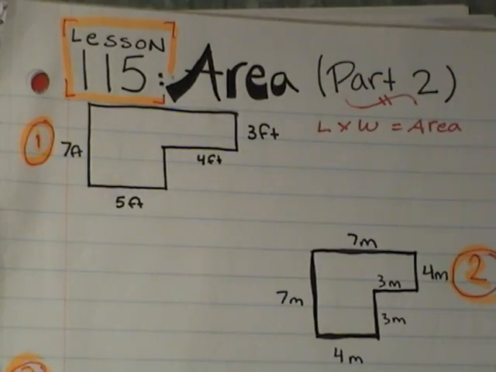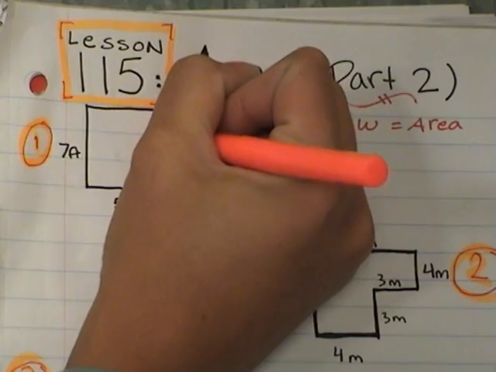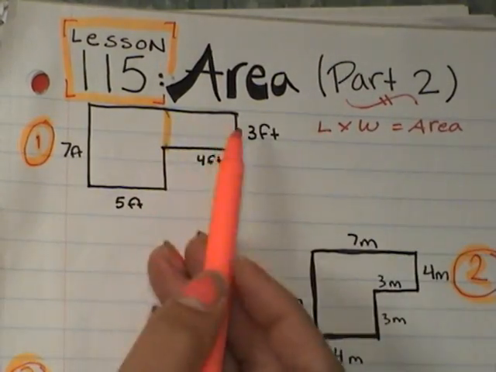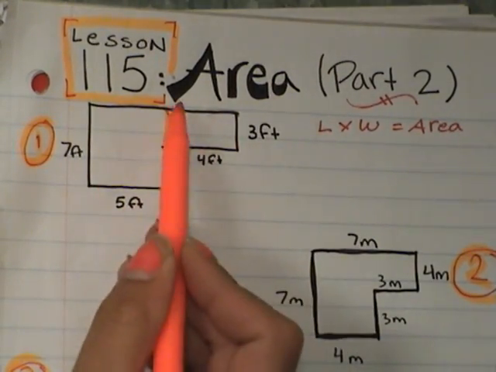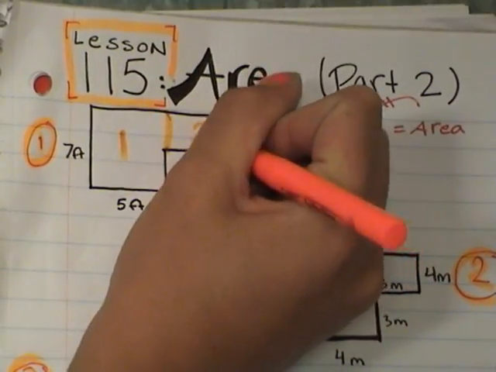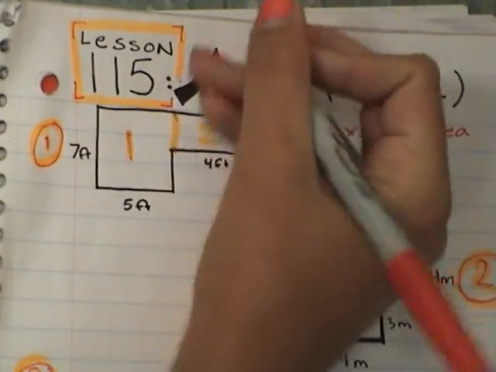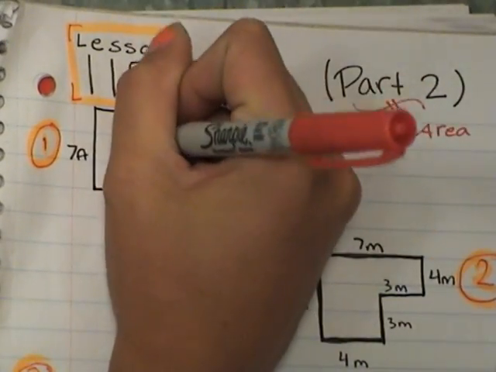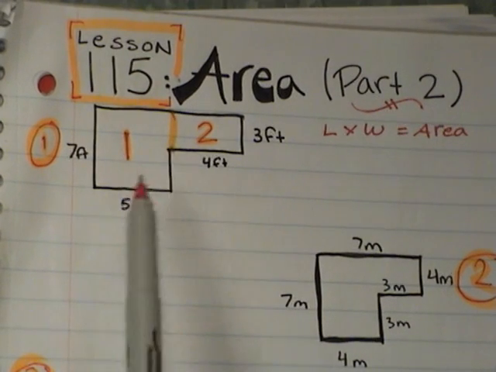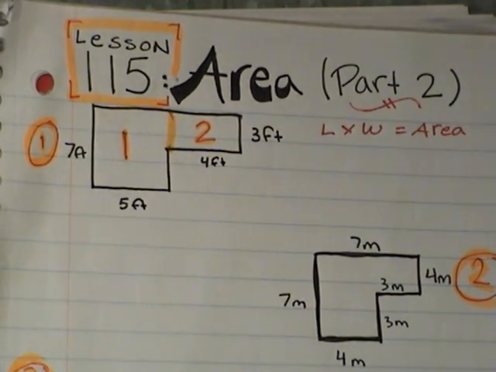So what I'm going to do is I'm going to kind of draw a line right here. And if you see, now I have 2 different rectangles. One right here, I'm going to call this 1, and one right here, I'm going to call this 2. Okay, I have 2 different rectangles. So now, to do this problem, I need to find the area of this shape, and then find the area of this shape, and then add them together.